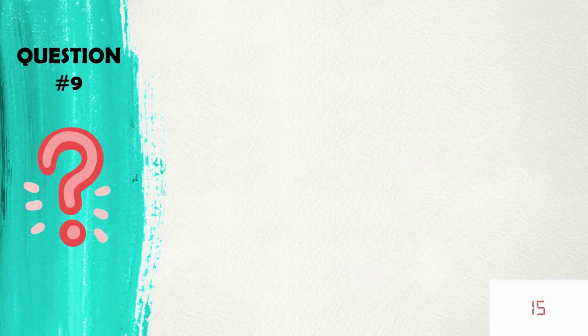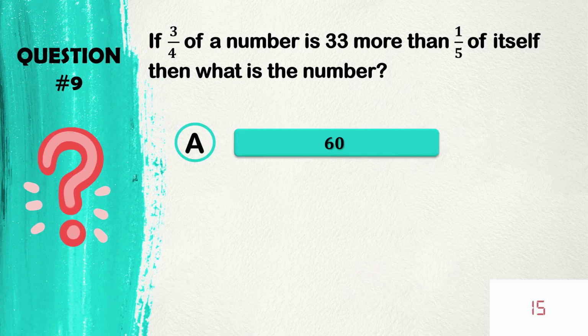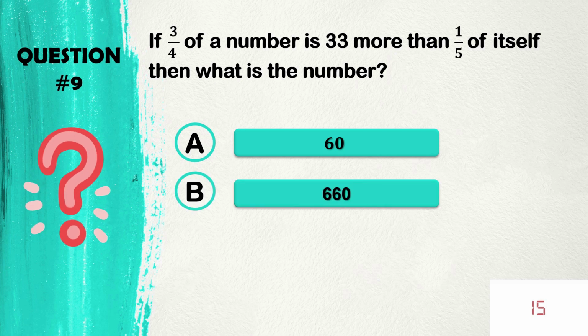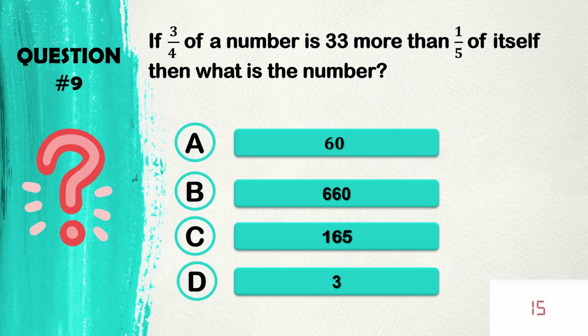Question number 9. If 3/4 of a number is 33 more than 1/5 of itself, then what is the number? Letter A, 60. Letter B, 660. Letter C, 165. And letter D, 3. Alright, time is up.